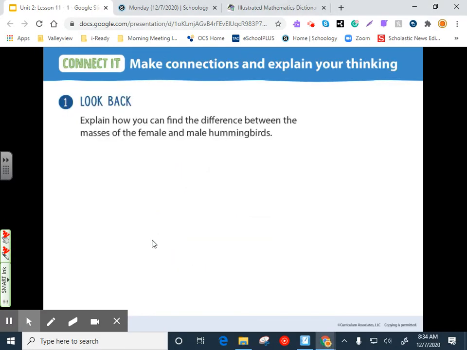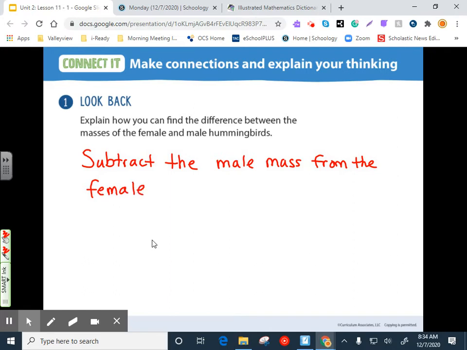On the next page, it says explain how you can find the difference between the masses of the female and male hummingbirds. Simply, we can say subtract the male mass from the female mass. And that's what we did on the previous page.